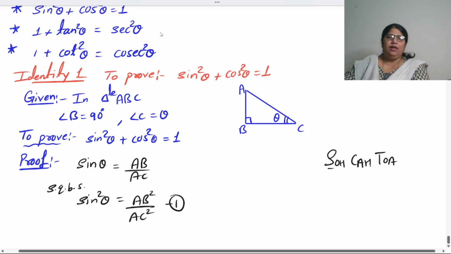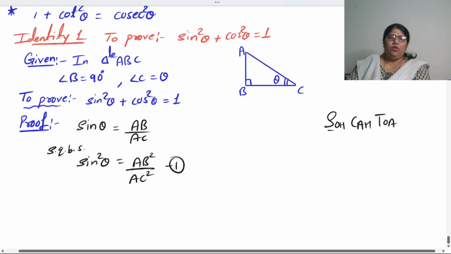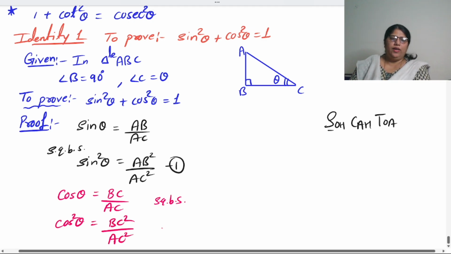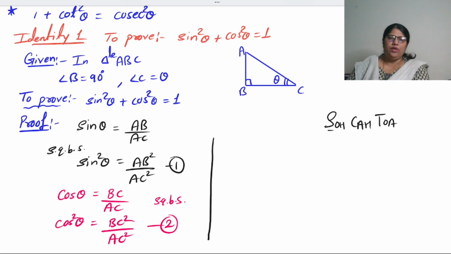Similarly, if I have to take cos theta, then what can we take here? Cos theta is, from SOHCAH, adjacent by hypotenuse; adjacent to angle theta is BC by AC, right? Again, we'll square both sides. So it's going to give you cos square theta equals BC square by AC square. This is your equation 2. Now we need the sum of these two, right? So I'm going to add these two equations.